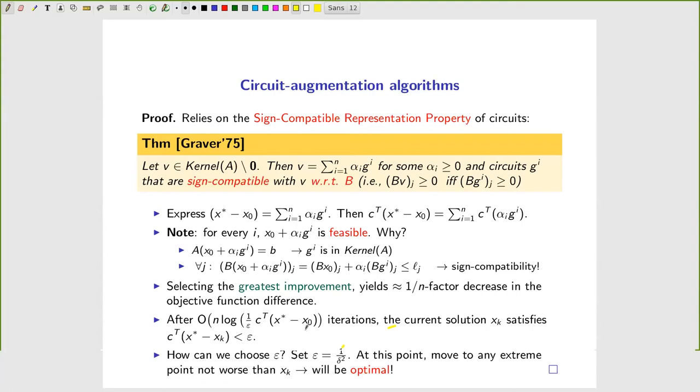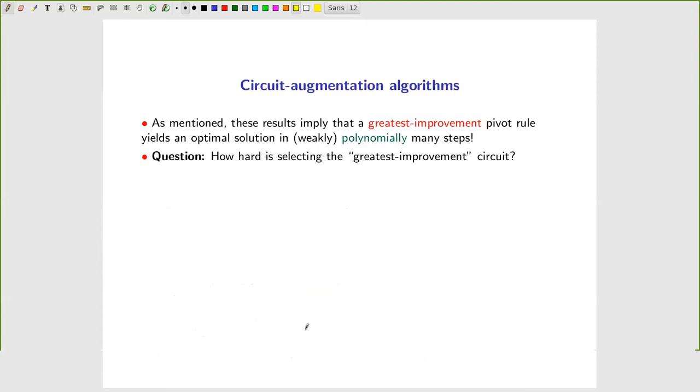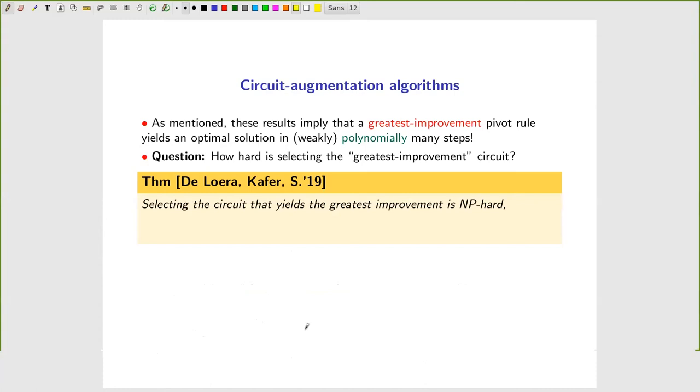Now, let's go to your questions now that you already anticipated. How hard is this problem? How hard is selecting the greatest improvement circuit? We actually showed that selecting the circuit that yields the greatest improvement is unfortunately NP-hard. Do you want to guess on which polytope?